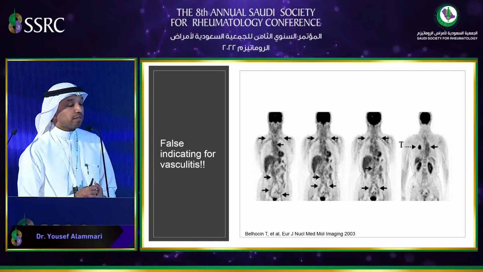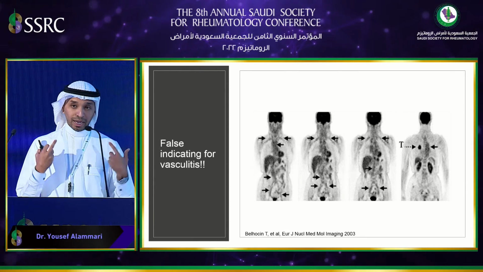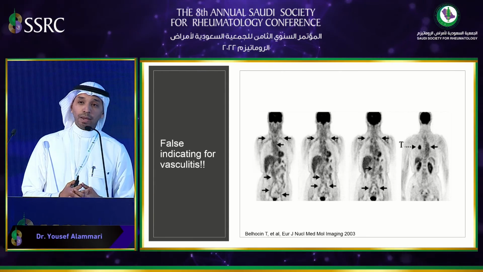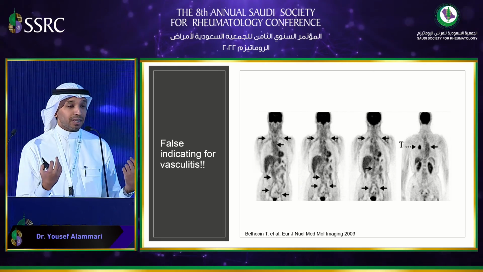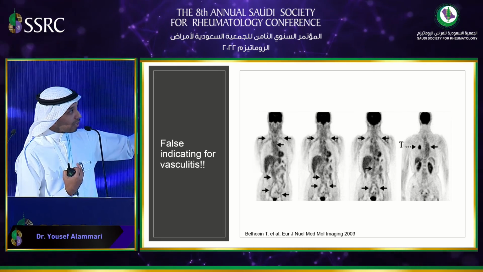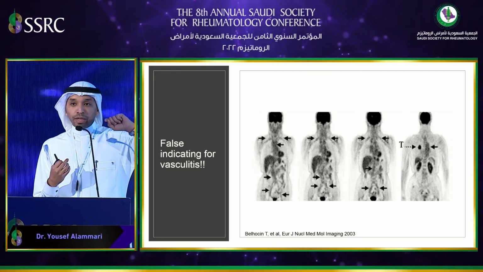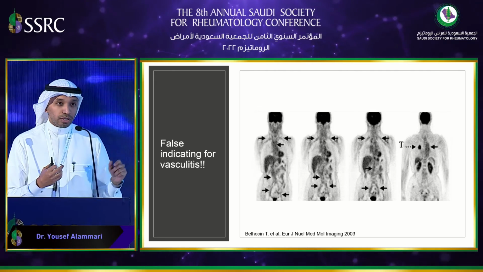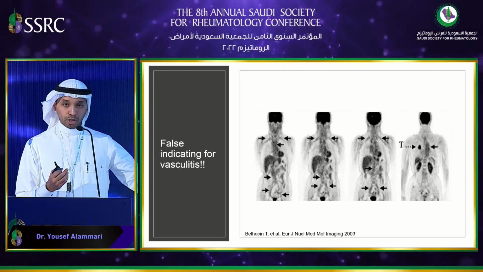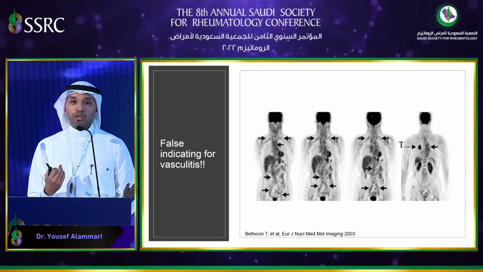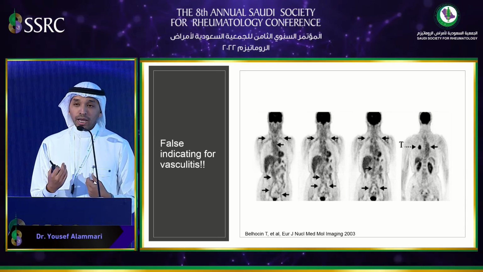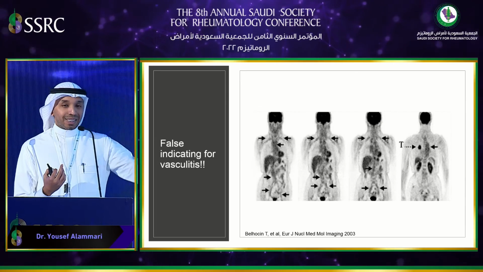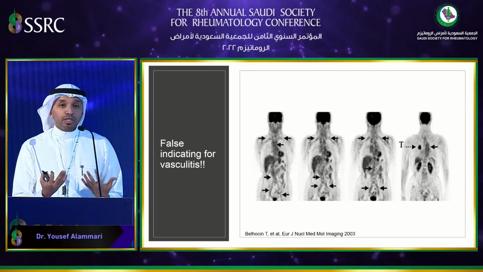So this is a 75-year-old patient who had lung cancer and underwent a PET scan to evaluate for metastasis. Interestingly, they found scattered uptake in different arteries, but it was atherosclerosis. To differentiate between atherosclerosis and large vessel vasculitis, atherosclerosis is mainly scattered, but large vessel vasculitis is mainly linear.